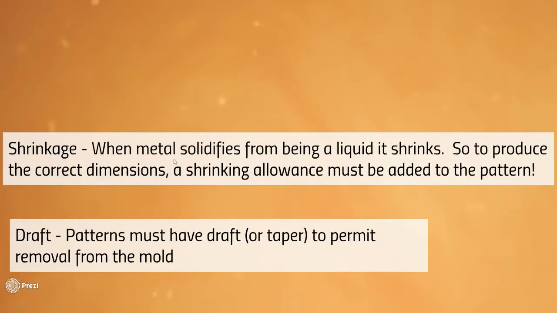So shrinkage is related to thermal expansion and thermal compression, or the opposite of thermal expansion, where it shrinks. Shrinkage is related to that, okay? And so when metal solidifies after being really, really hot, it's going to shrink. So to make those correct dimensions, you have to have what's called a shrinking allowance.